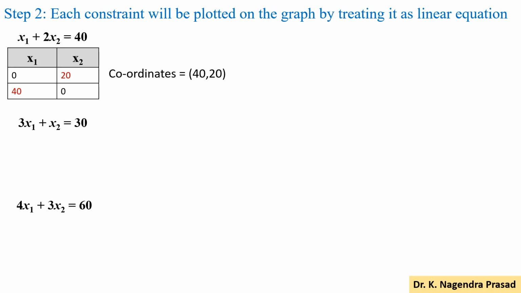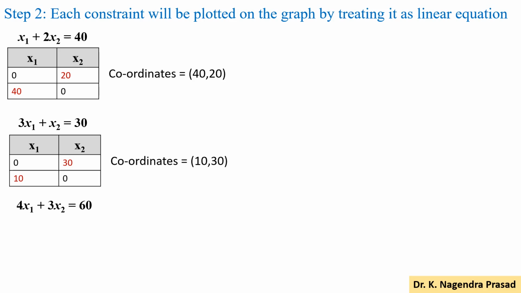Next we have to see the second constraint equation, that is 3x1 plus x2 equal to 30. Let's consider x1 equal to 0 and substitute in the equation. Then we will get the x2 value as 30. Similarly, consider the x2 value as 0. Then x1 value will become 10. Then the coordinates are 10, 30.